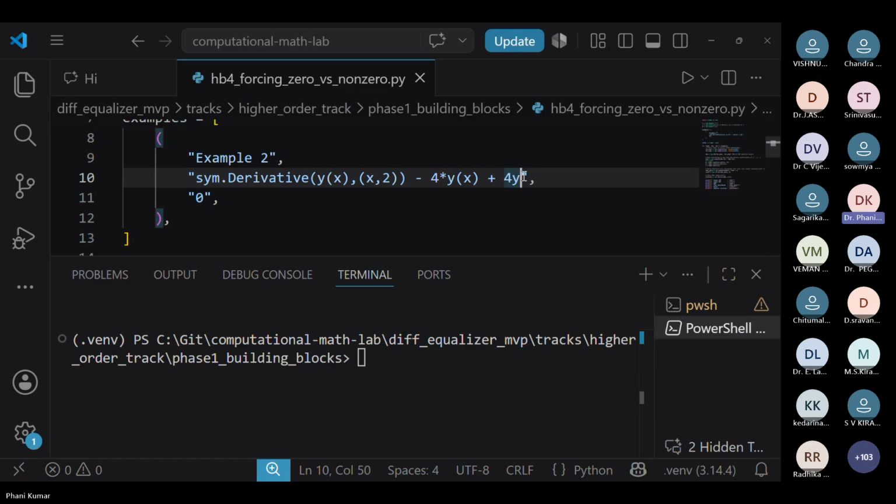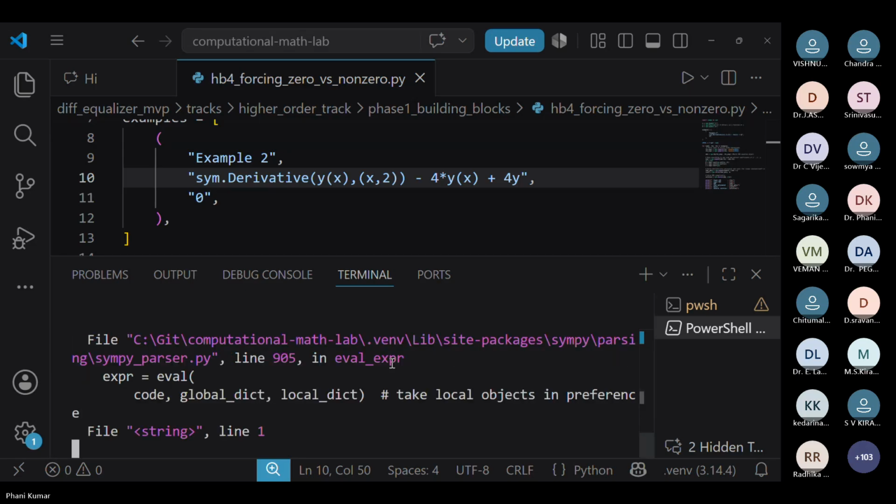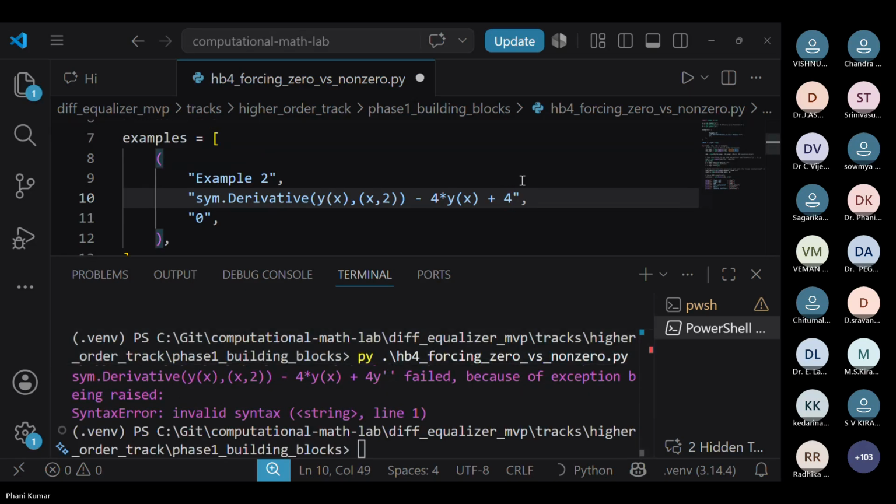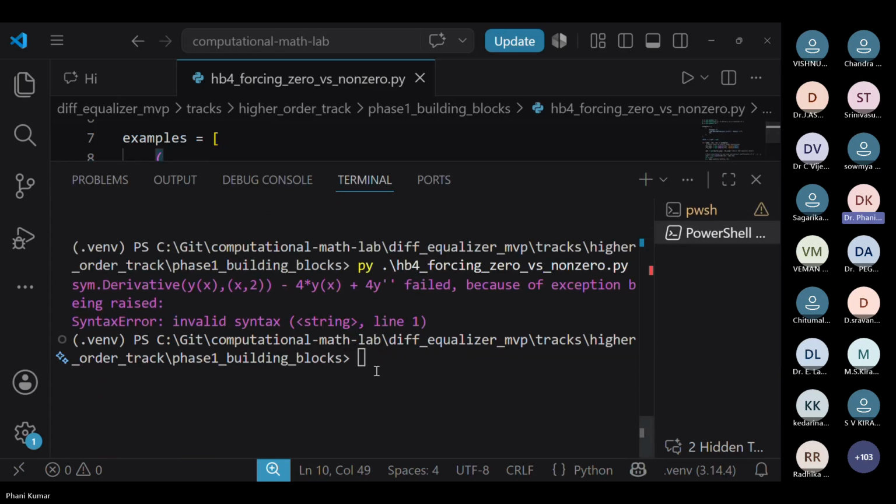So again you use sim dot derivative of y of x, x comma 2, comma minus 4 into y of x comma 1, the first derivative, no need. For that first derivative, no need, right? Now go to that, run the program. Again we will see. So we are getting some syntax error.